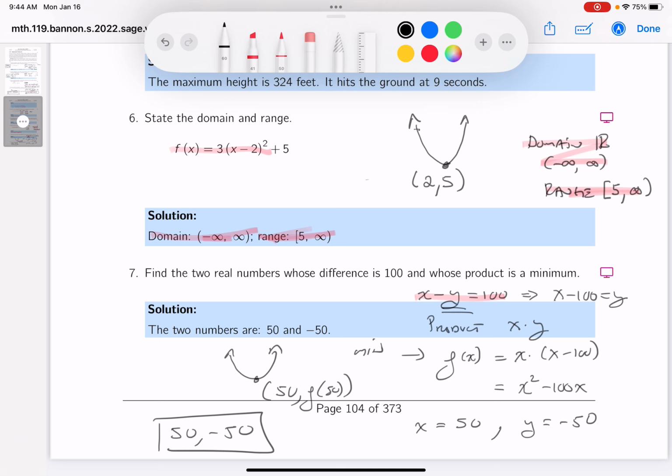Let's look at the key, see if they said that. And I do see that right over here. It's important you're looking at the key to verify that what we're saying is in fact true. Thank you.